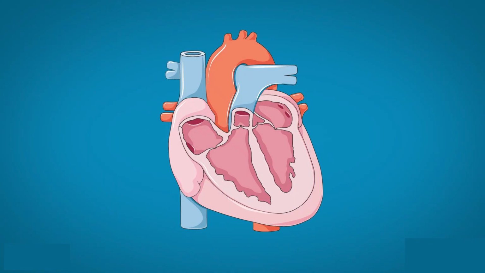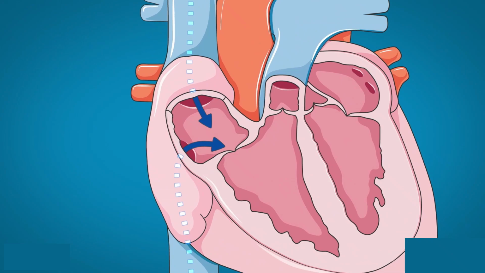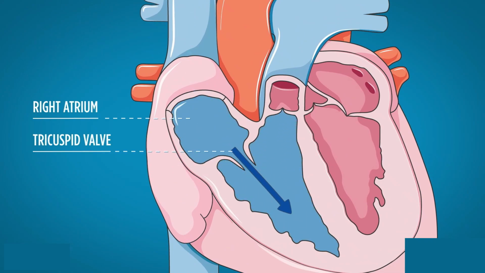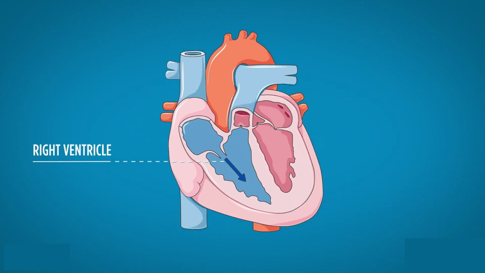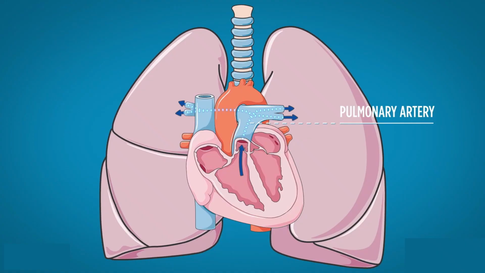Blood returns from the body to the heart via the superior and inferior vena cavae. It first enters into the right atrium, then through the tricuspid valve and into the right ventricle. The right ventricle pumps the deoxygenated blood through the pulmonary artery to the lungs.